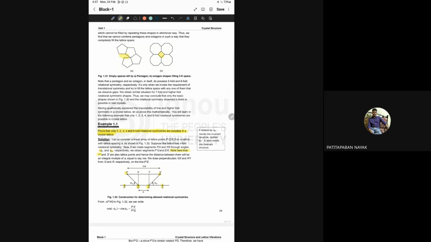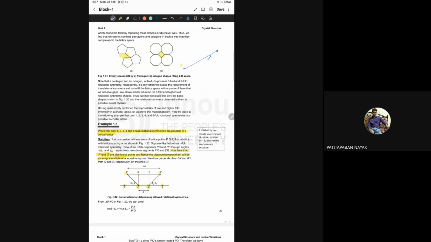Note that P prime and S prime are also lattice points, and hence the distance between them will be an integral multiple of A. We discussed in the last class when we try to go from one lattice point to another lattice point. Suppose we have one lattice point over here, another lattice point over here. So this is called lattice translation vector.